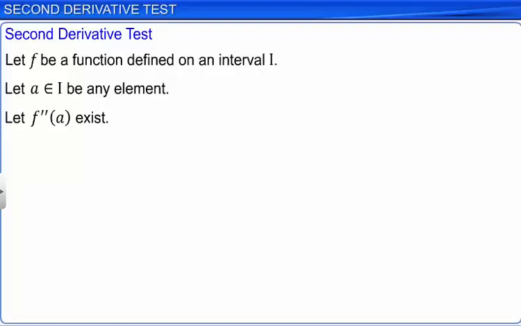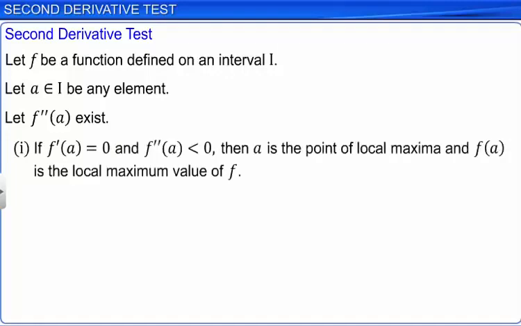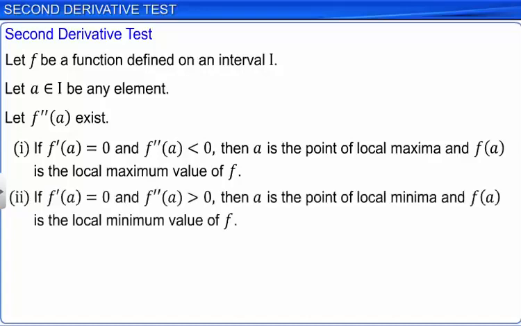If the first derivative is equal to 0 and the second derivative is negative, then A is the point of local maxima, and the local maximum value of the function is f of A. Also, if the first derivative is equal to 0 and the second derivative is positive, then A is the point of local minima, and f of A is the local minimum value of the function f.